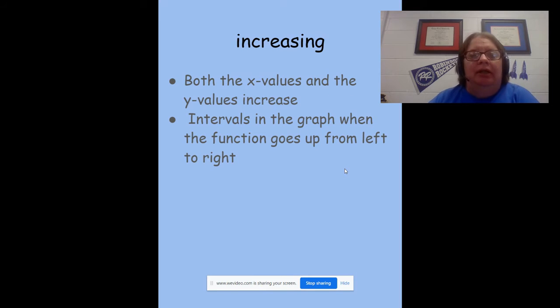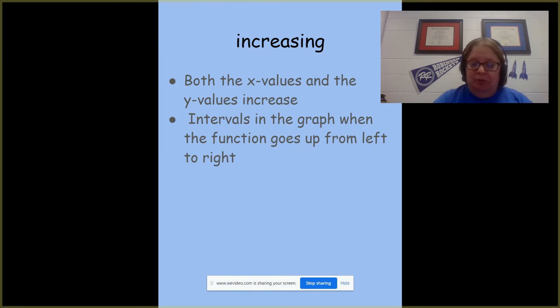Okay. Increasing is another word we're going to talk about this year. What does increasing mean? If something increases, it goes up. In an increasing function, both the x and the y values increase. It's parts of the graph where the function goes up from left to right. Let me show you. So you might have a graph that looks like this. That's increasing, right?